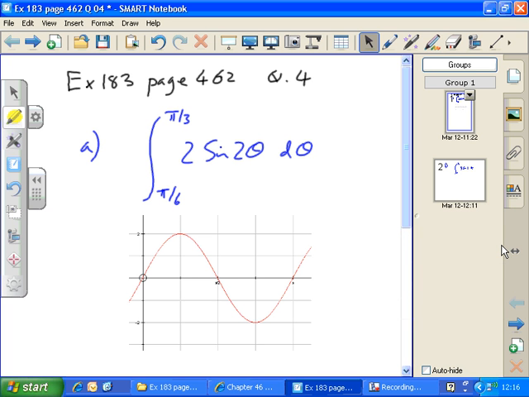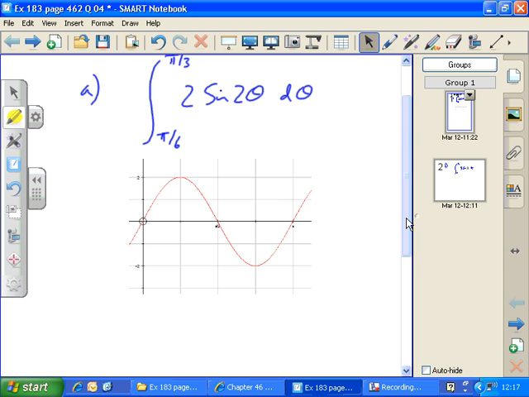Exercise 183, page 462, question number 4. Integrate the function 2 sine 2 theta between the limits pi by 6 and pi by 3. Let's have a look at the function first before we do the integration.